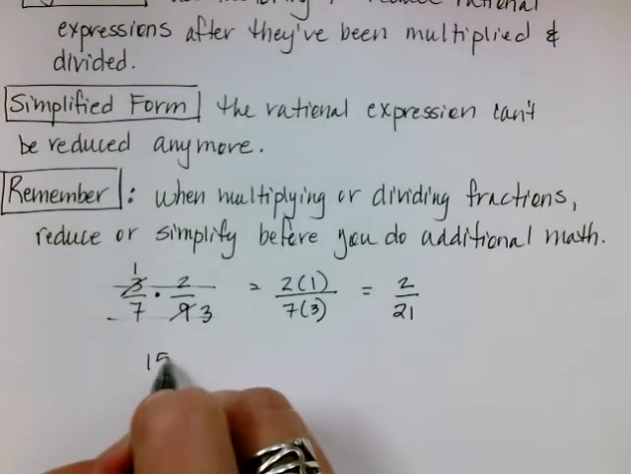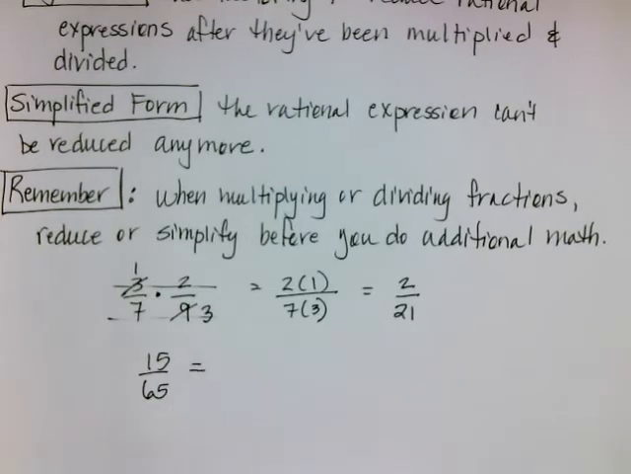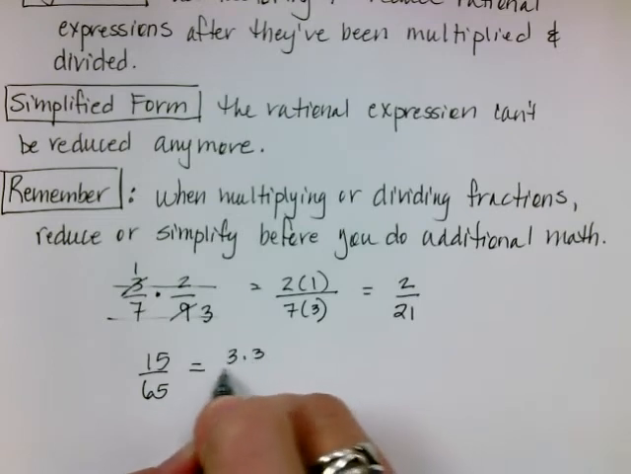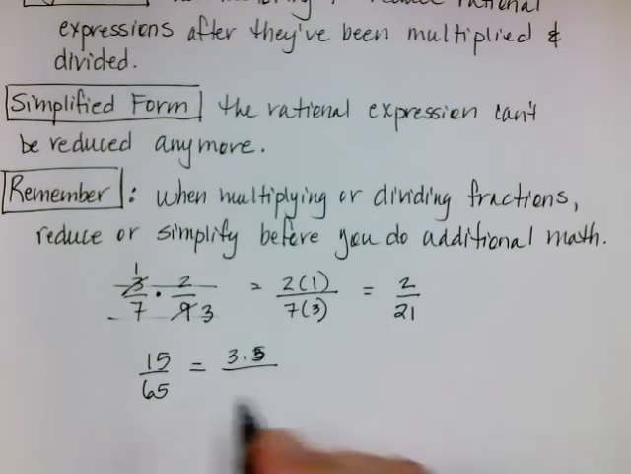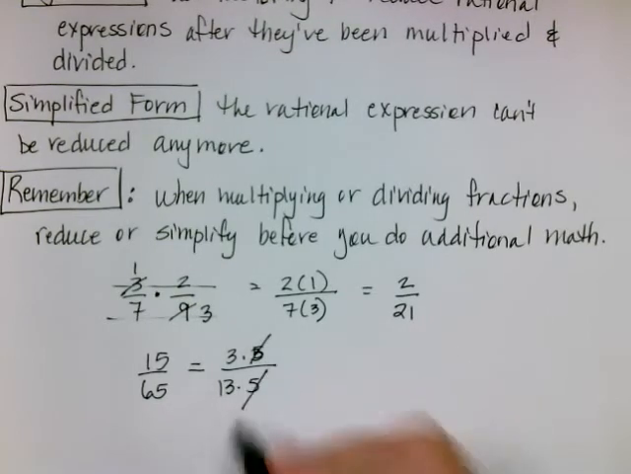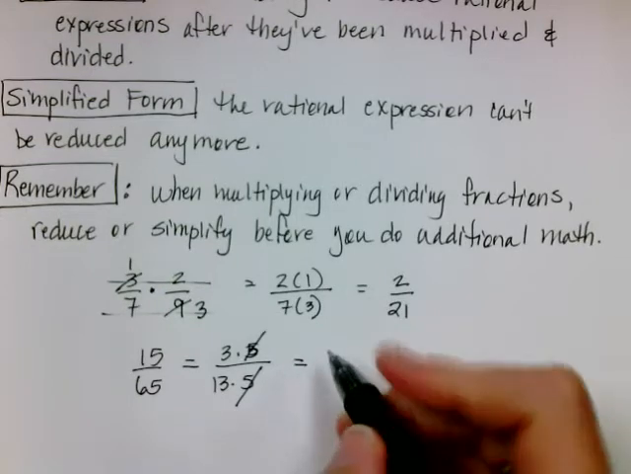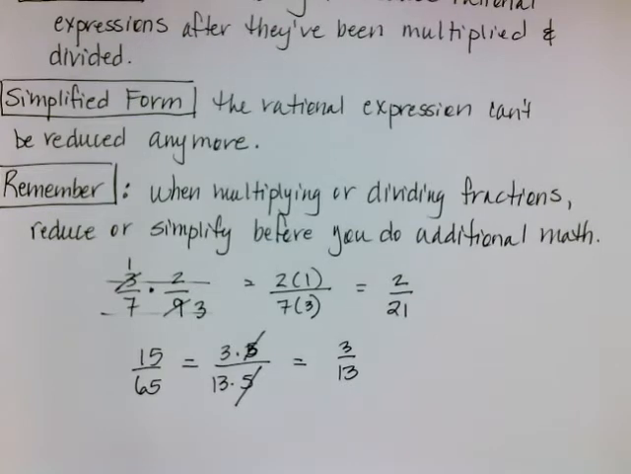Along the same idea, I could reduce a fraction by splitting it into its factors. So for example, if I had 15/65, I could write that as 3 times 5 and then divide by 13 times 5. The 5's cancel because 5 goes into itself 1 each time. So I would have 3/13. So that's going to be the basic process that we're going to use to simplify rational expressions.